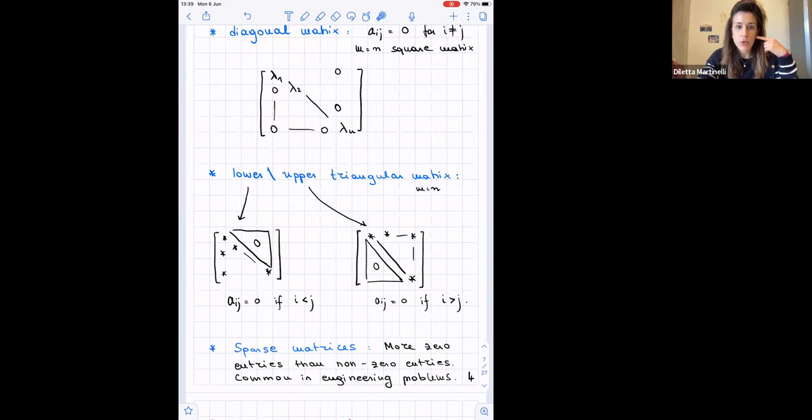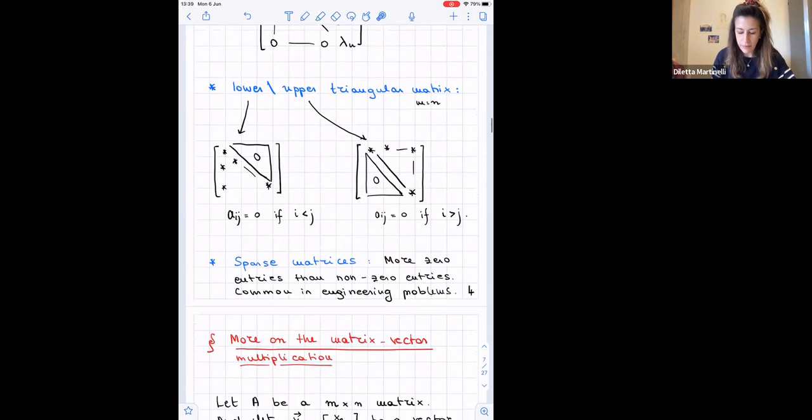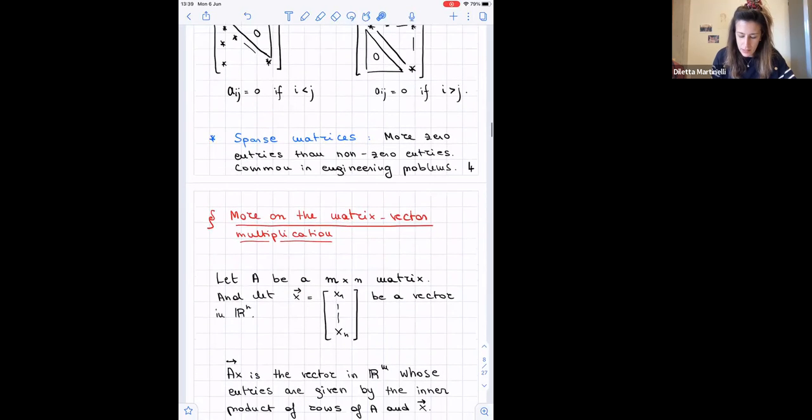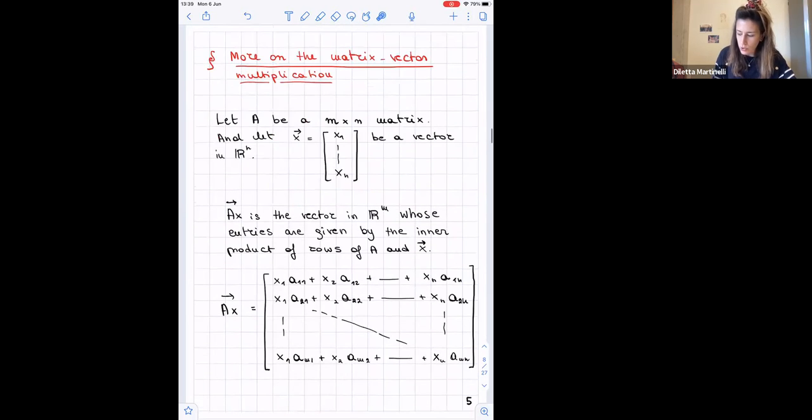So going back to the multiplication between a vector and a matrix, which we just computed in the very simple case of the identity matrix, we want to start doing some examples, studying some of the properties of the matrix vector multiplication. And I want to give you one small remark.